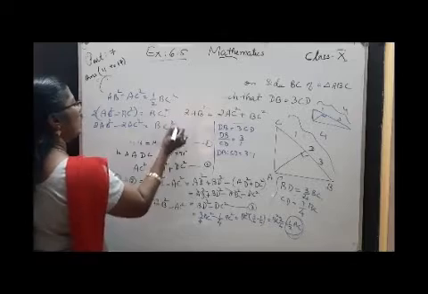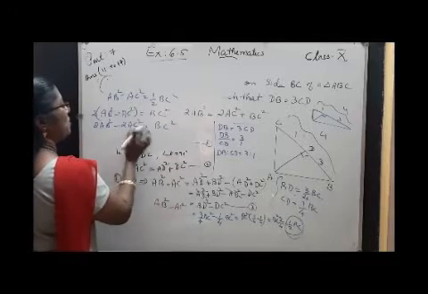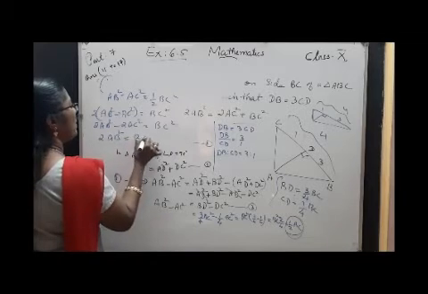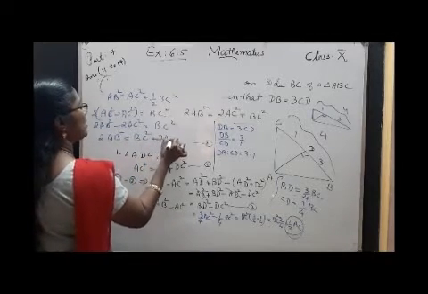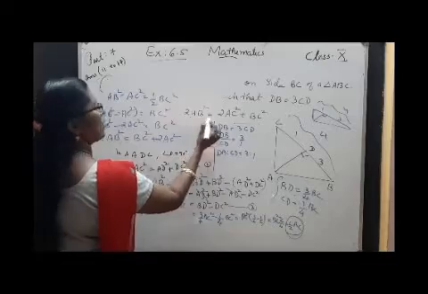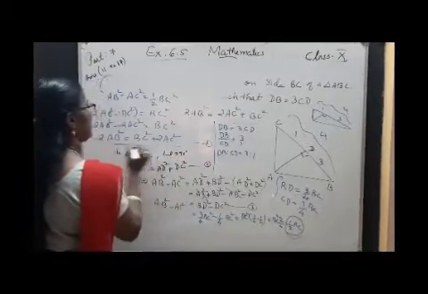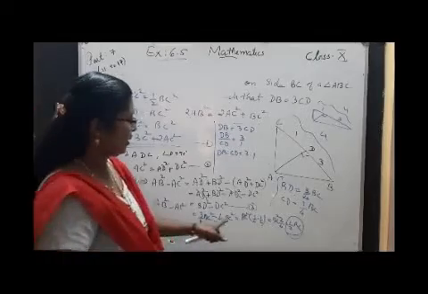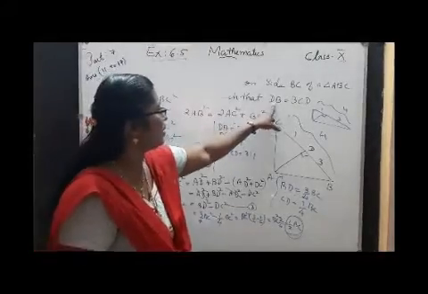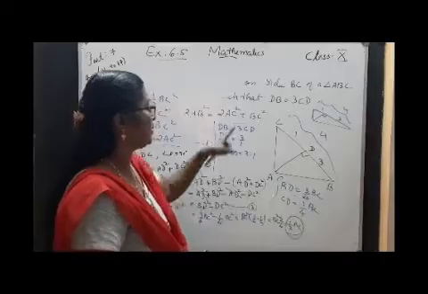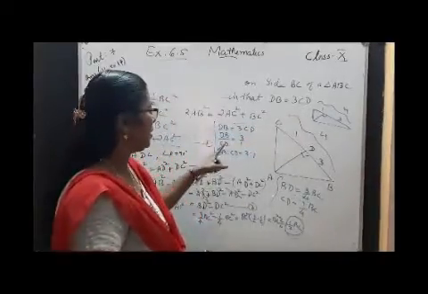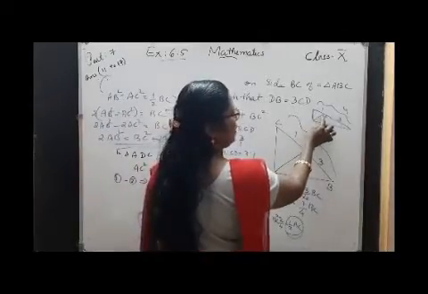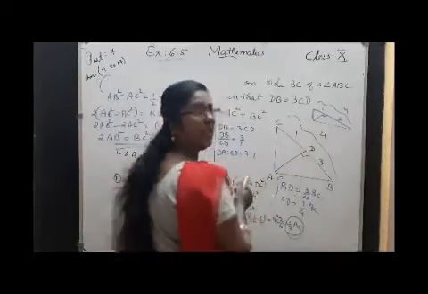Then transpose this on the right side: 2AB square equal to BC square plus 2AC square, or 2AC square plus BC square. Here write the square also. Or DB equal 3 of CD, 3 into CD. That means the ratio is 3:1. The perpendicular cuts in the ratio 3:1.